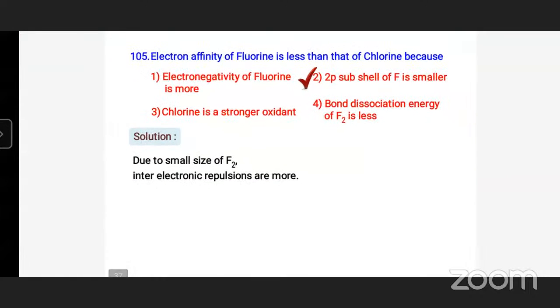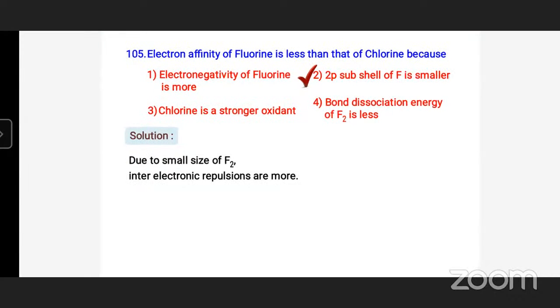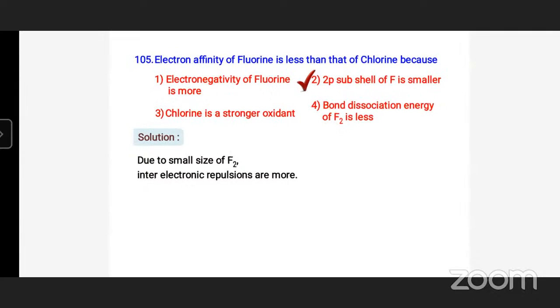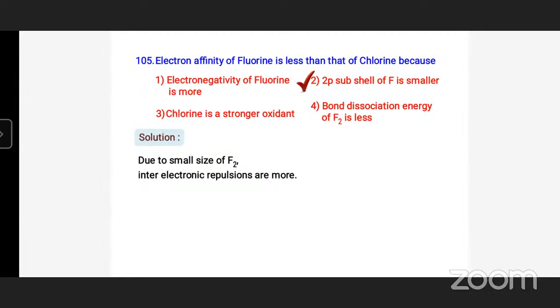Electron affinity of fluorine is less than that of chlorine because, number one, electronegativity of fluorine is more. Okay. Second one, the 2p subshell of fluorine is smaller. Third option, chlorine is a stronger oxidant. Fourth option, bond dissociation energy of F2 is less.